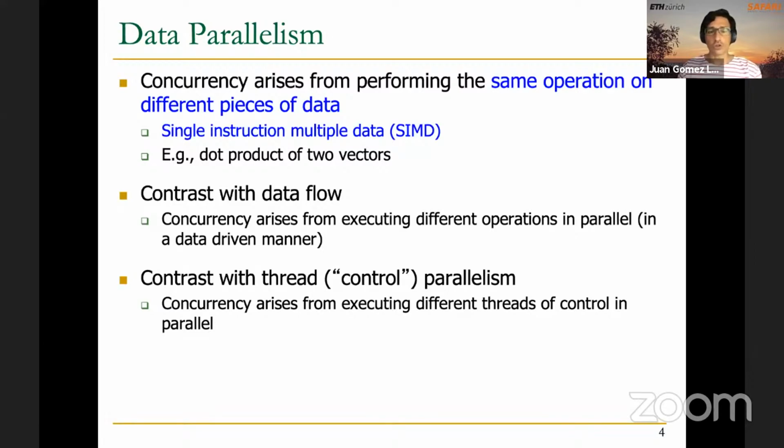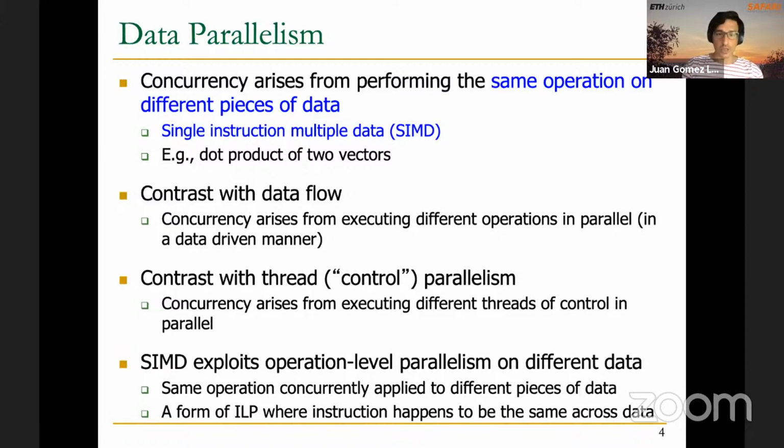And it also contrasts with thread-level or control parallelism, where concurrency arises from executing different threads of control in parallel, something similar to what we can have in a multi-core processor, where we execute, for example, different programs or different threads of a program doing completely different things on different cores. In SIMD, the parallelism comes from the ability of performing the same operation on different data.